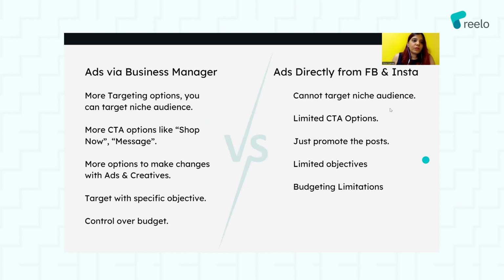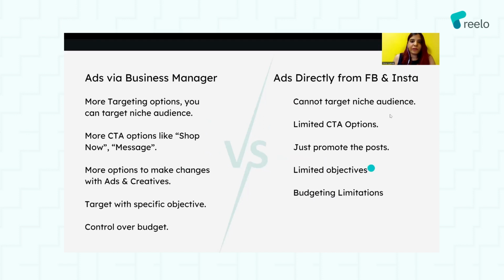Now, how is Business Manager different from when you run your ads directly from Facebook? When you run ads directly from Instagram or Facebook, you just click on that boost button and start your ads. You cannot really target niche. There are some limitations when you are targeting your audience. You might have seen that they give certain kinds of drop-downs while selecting your audience. It could be in terms of interest or area. That's all. You cannot select both.